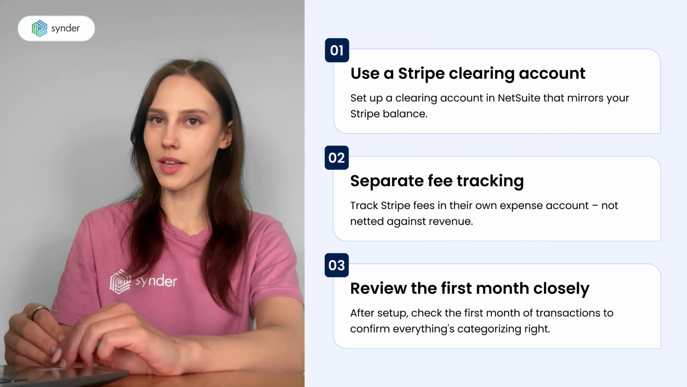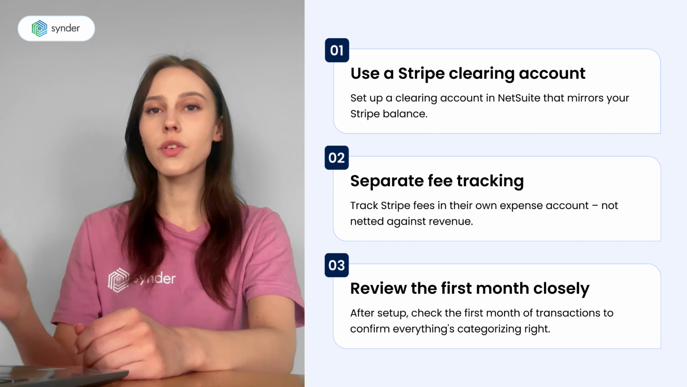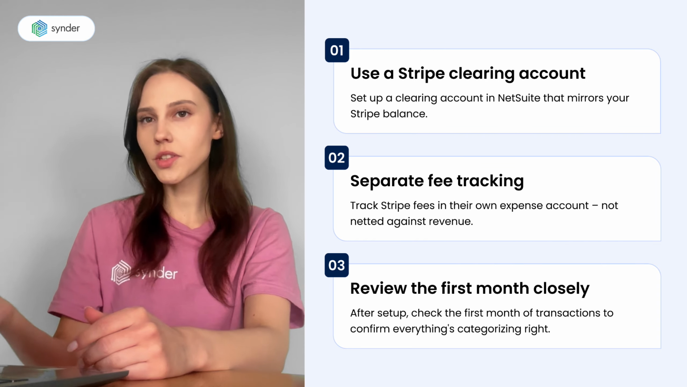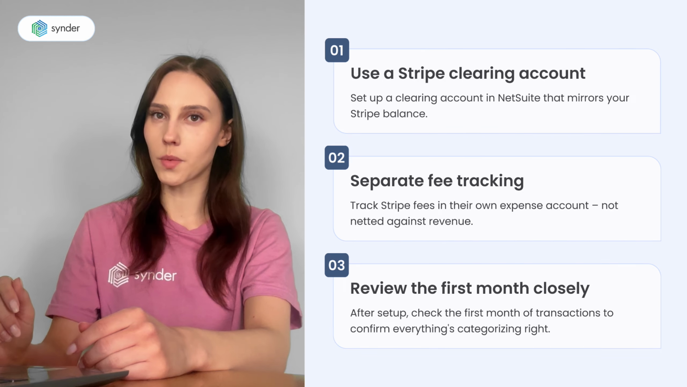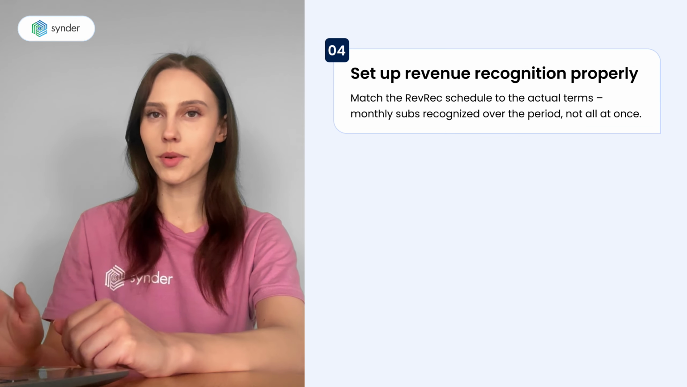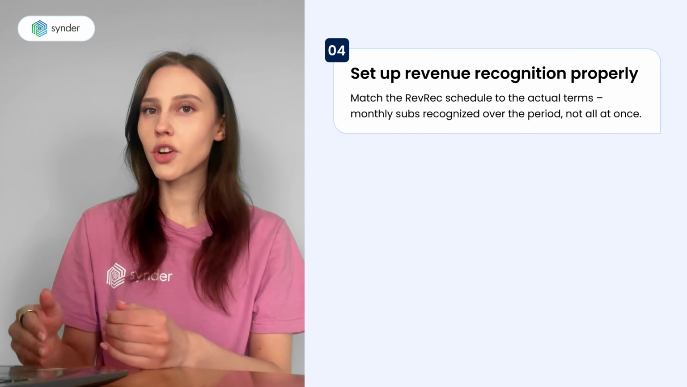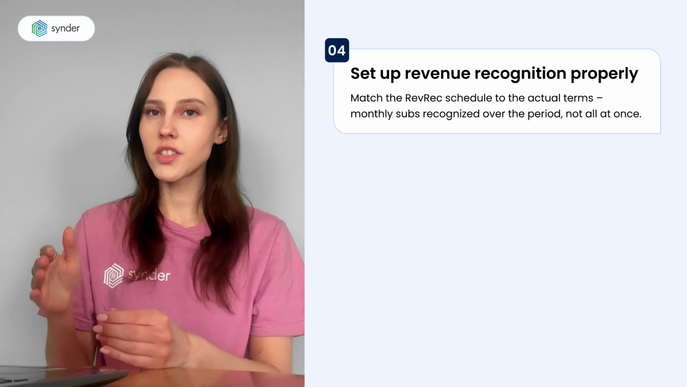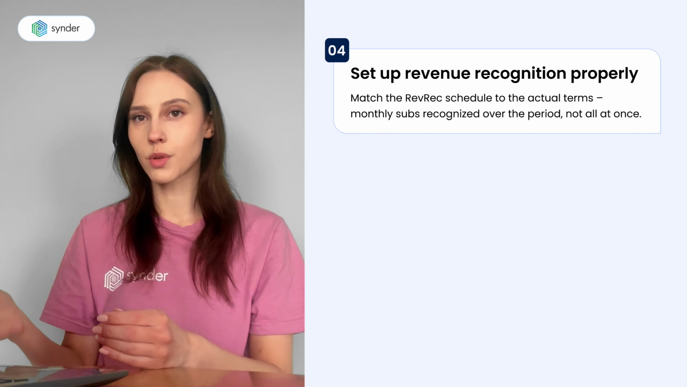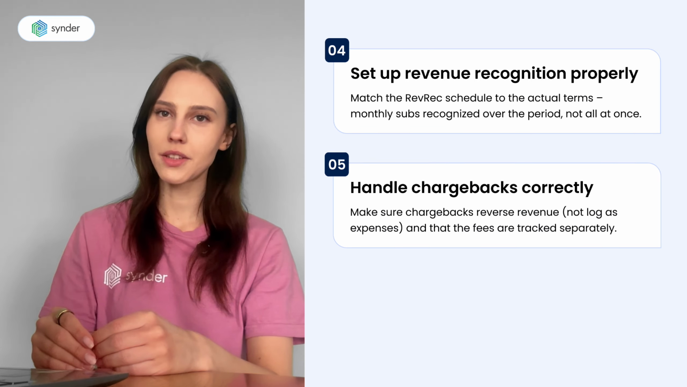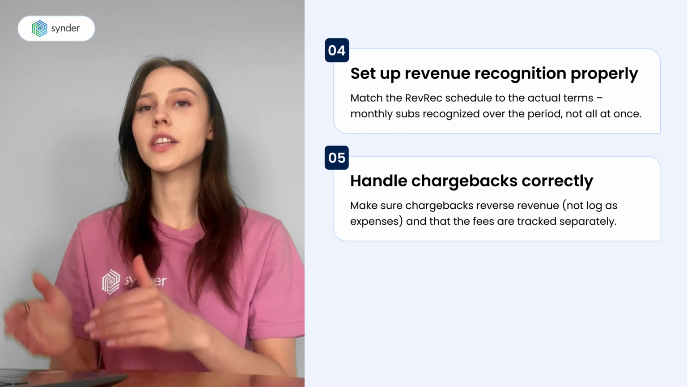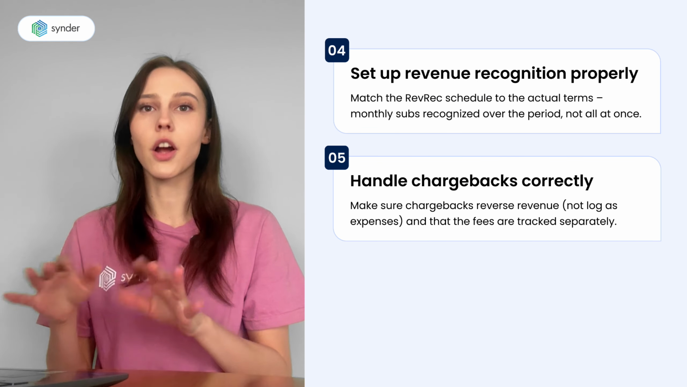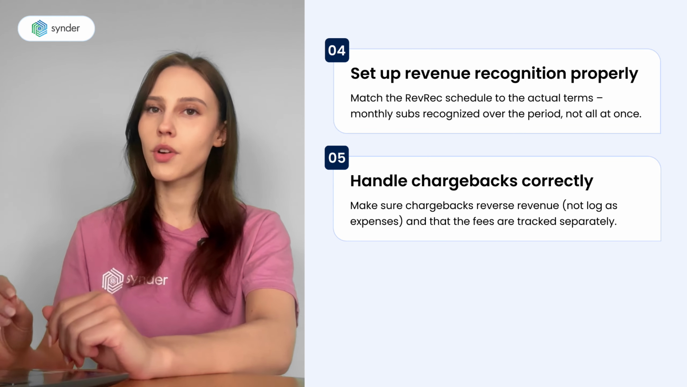Review the first month closely. When you first set up automation, review the first month's transactions to verify that everything's categorizing correctly. Once you confirm that it's working, you can trust it moving forward. Set up revenue recognition properly. For subscription businesses, make sure your revenue recognition schedule matches your actual subscription terms. Monthly subscriptions should be recognized over the subscription period, not all at once. Handle chargebacks correctly. Make sure chargebacks are reversing revenue, not showing as expenses, and that chargeback fees are tracked separately. This keeps your revenue reporting accurate.